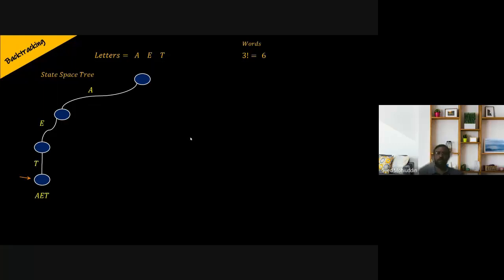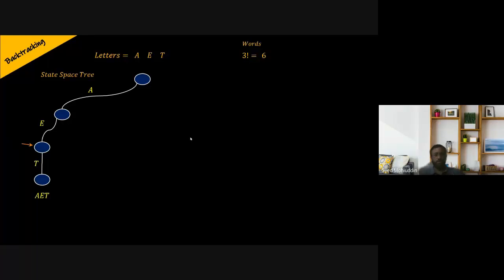Now, what is the next word that can be created? We can use A as the first letter, then instead of E, we can have T as the second letter. So what we actually did, from the answer node or the leaf node, we backtrack to the previous node. That is where backtracking comes into the picture.